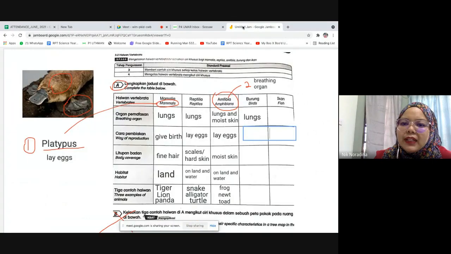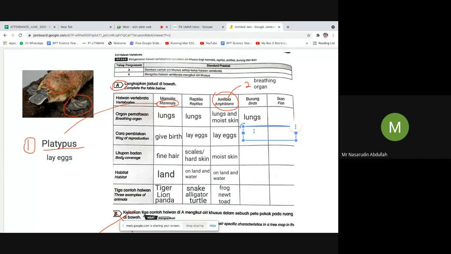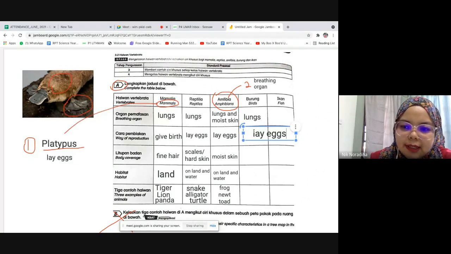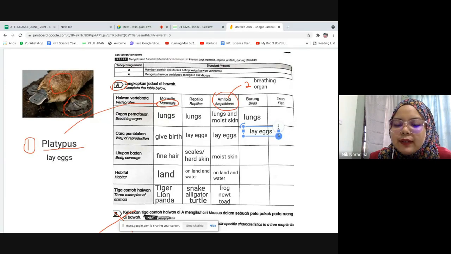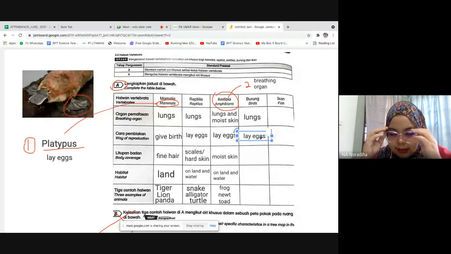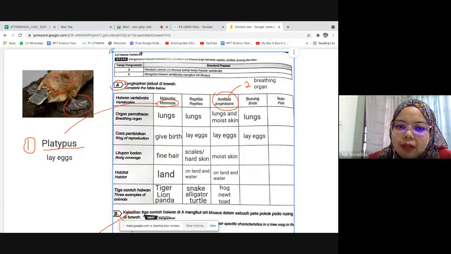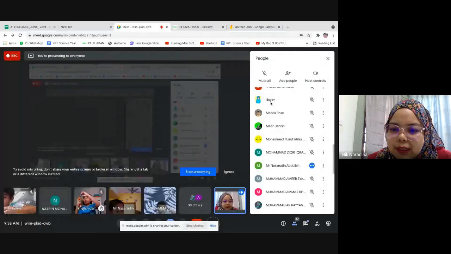Okay, Wafi. Do birds give birth or lay eggs, Wafi? Birds lay eggs. Well done. Bird lay eggs. Okay. So, for example, chicken, right? The birds that you see usually are under the classification of birds, right? So they lay eggs, and their body is covered with what?